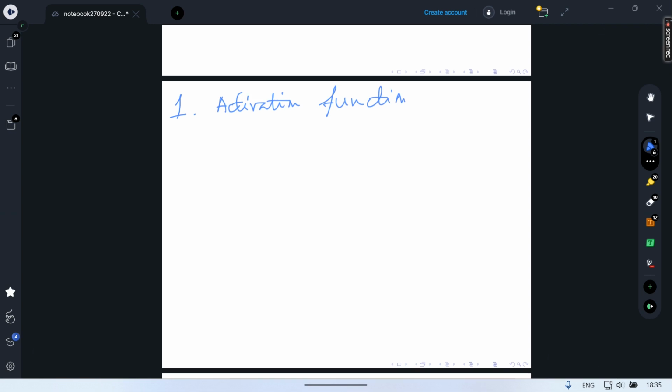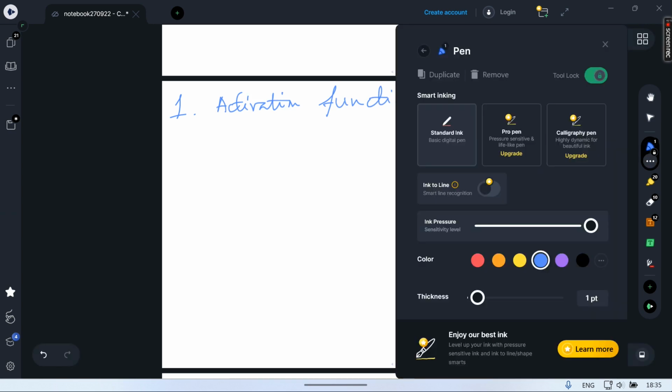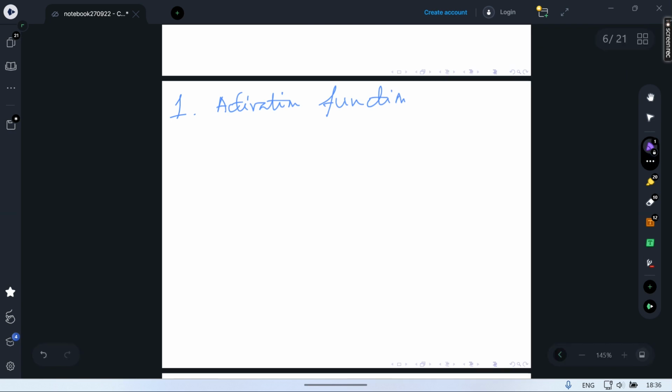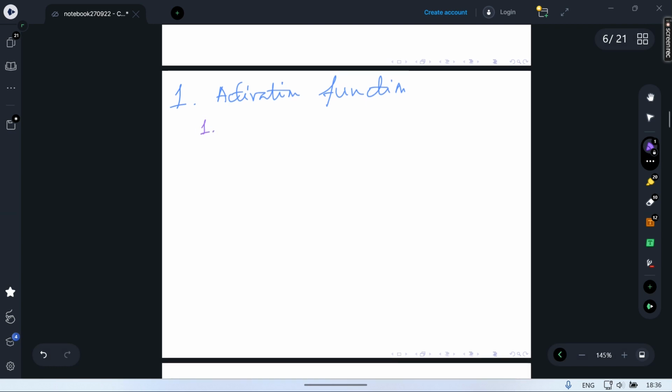So, can you name some of the activation functions which you are familiar with? Name some activation functions. Any activation function you are familiar with? Okay, so let me. Okay. So first I'll start with sigmoid.